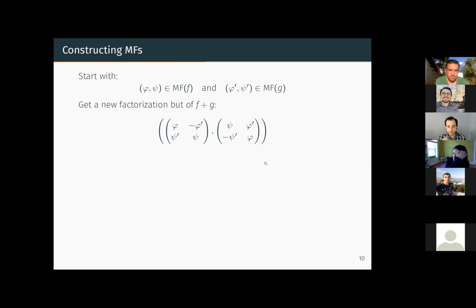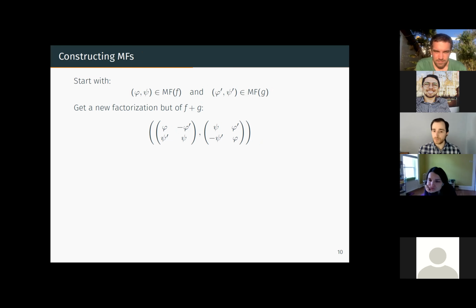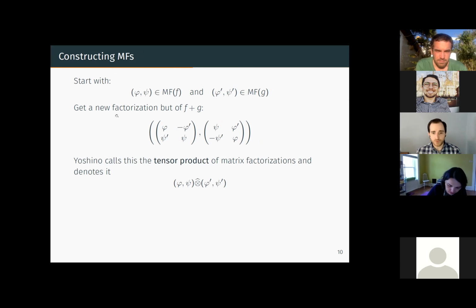What I wanted to say was this is great for sort of inductive arguments because you can work up the number of terms of a given polynomial. You can get matrix factorizations for each piece and build up inductively because of this. So you have this new formula. Yoshino calls it the tensor product of matrix factorizations and denotes it with this tensor with a hat.